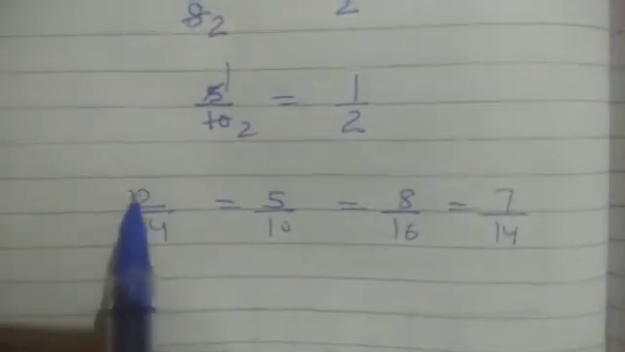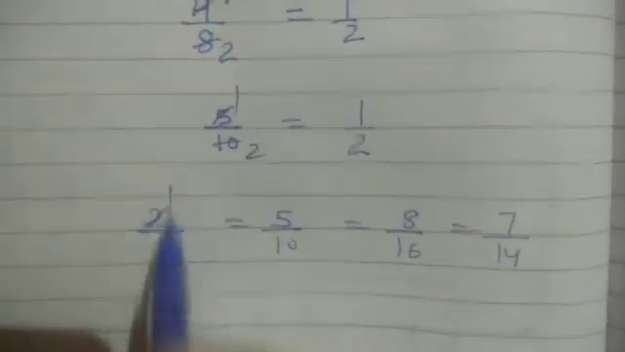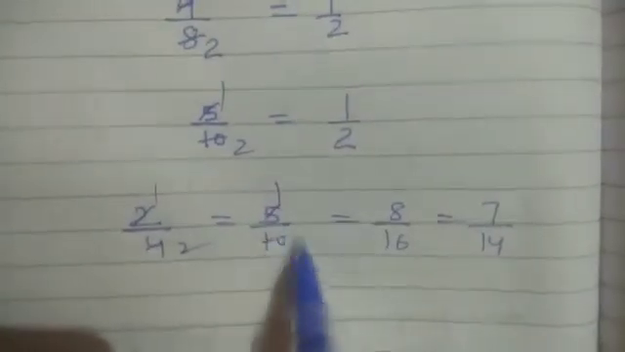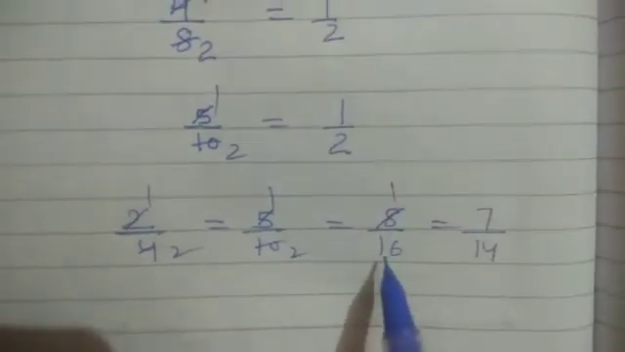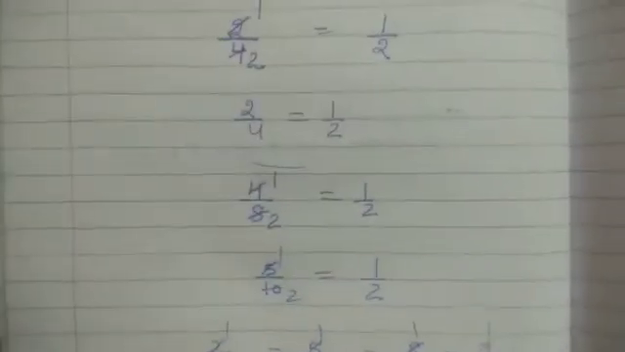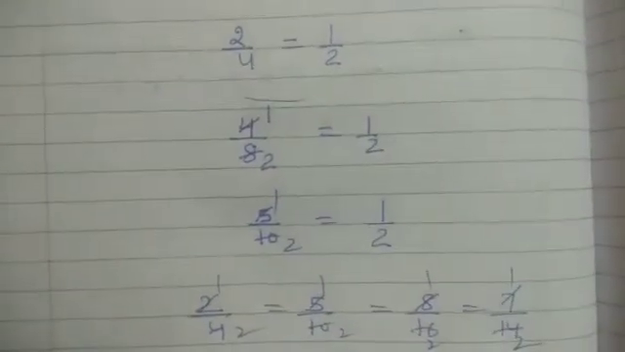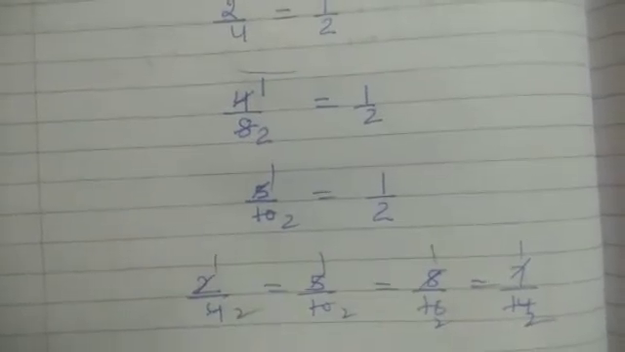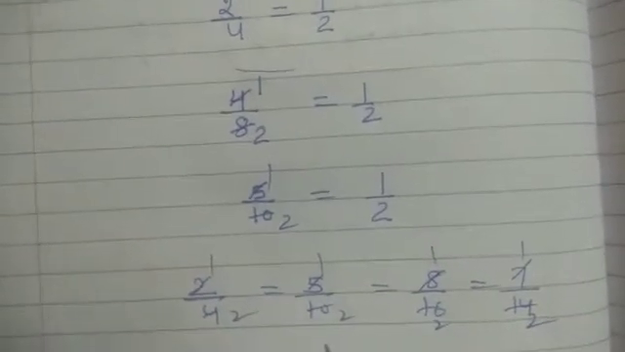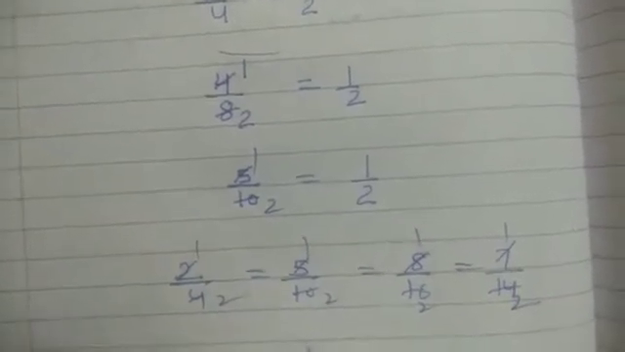You can check. 2 ones are 2, 2 twos are 4, 5 ones are 5, 5 twos are 10, 8 ones are 8, 8 twos are 16, 7 ones are 7, 7 twos are 14. All come out to be 1 by 2. So what do you mean by equivalent fraction? When two or more fractions have the same value, then those fractions are called equivalent fractions.